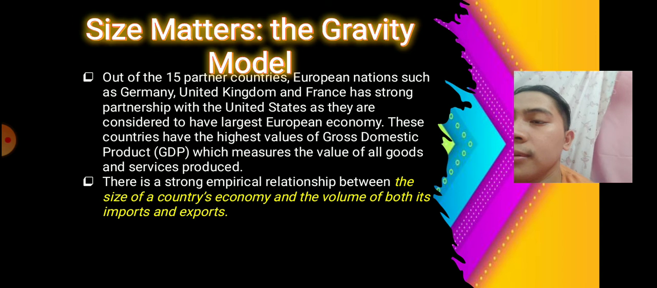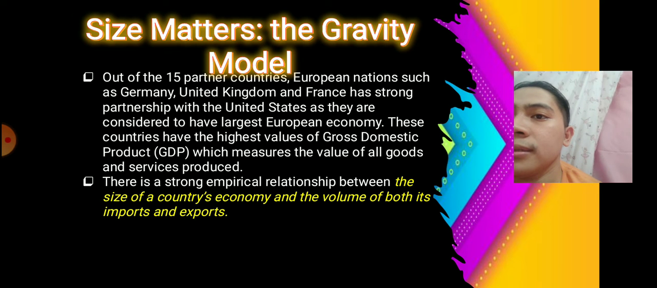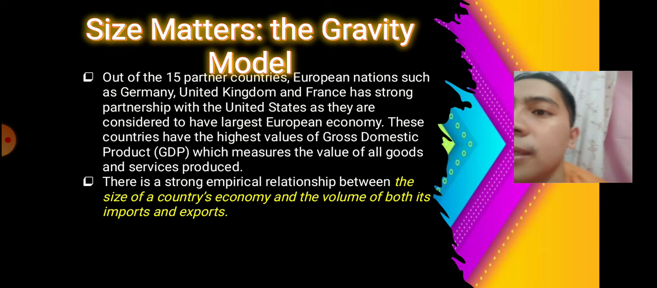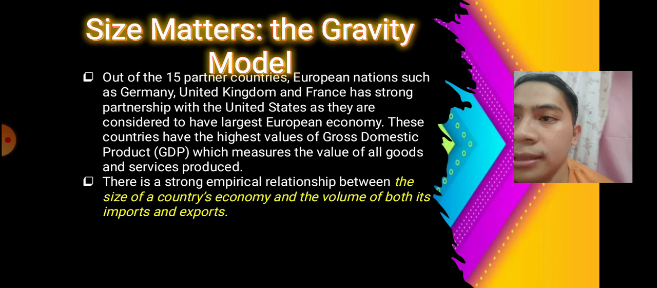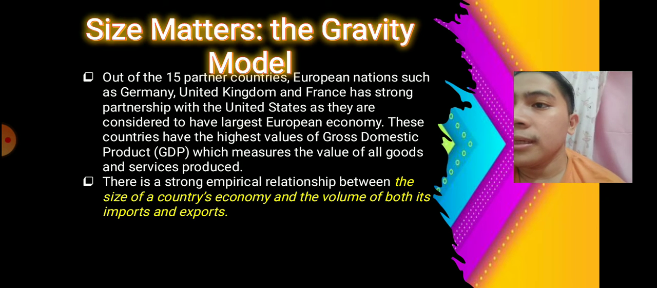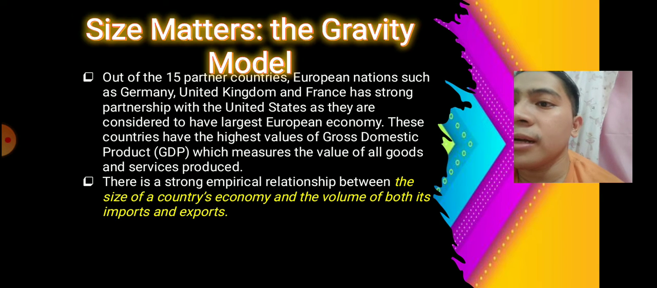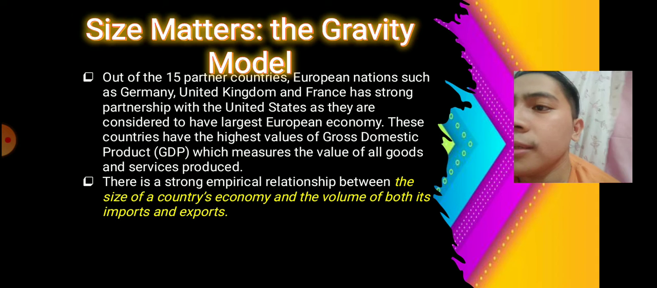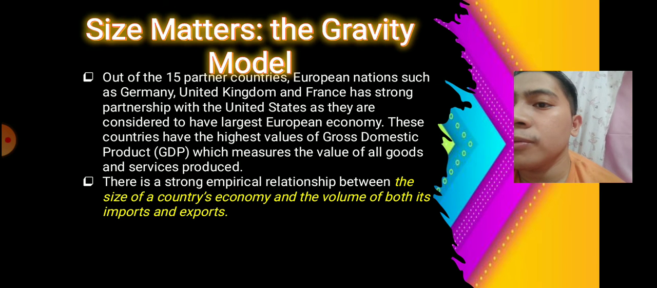So, size matters: the gravity models. Out of the 15 partner countries, European nations such as Germany, United Kingdom, and France have a strong partnership with the United States as they are considered to have the largest European economies. These countries have the highest value of gross domestic product (GDP), which measures the value of all goods and services produced.